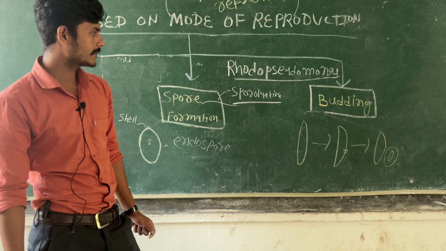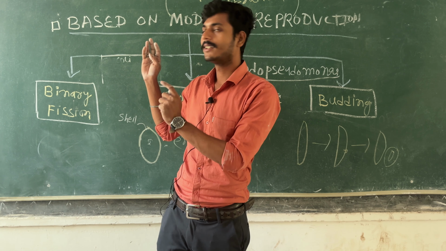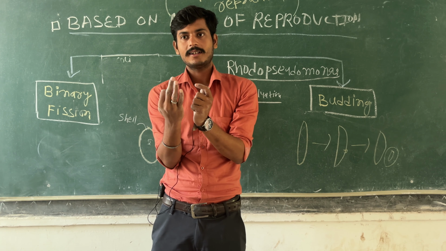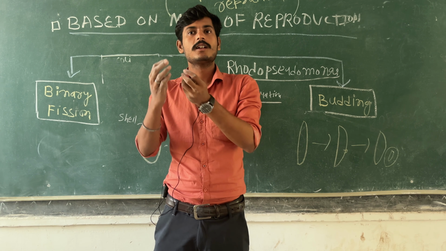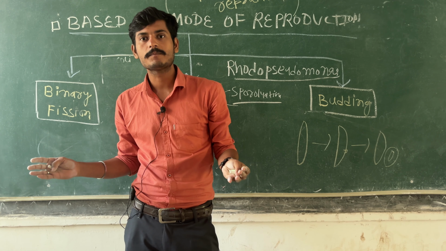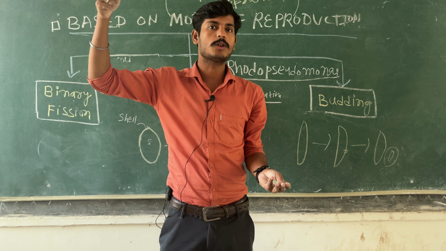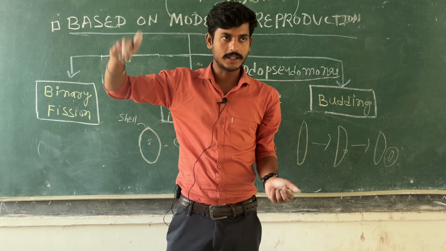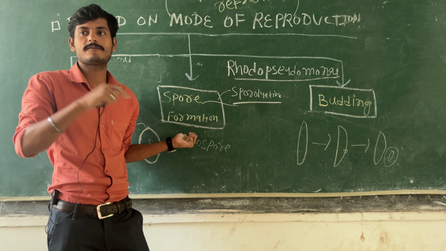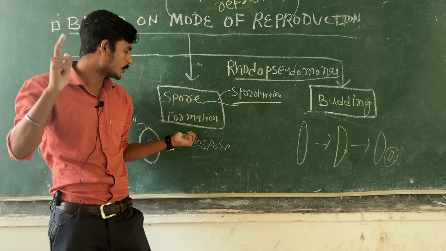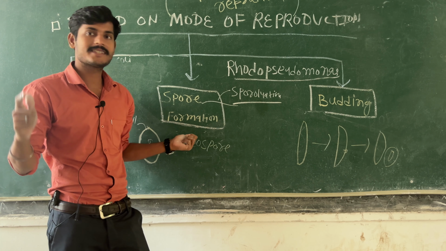Clear? So for concluding the lecture, what we studied is that there are three ways of reproduction in bacteria. The first is called binary fission, where there is one-time replication and one-time division, commonly seen in E. coli and Salmonella. Then we discussed another type called spore formation. It is seen in unfavorable situations, and the example is Clostridium.